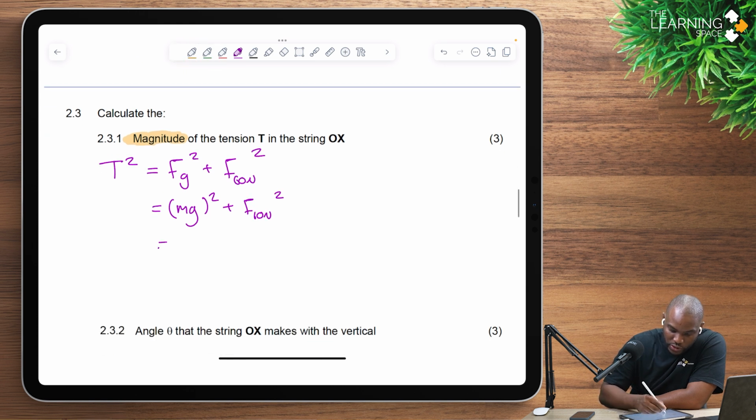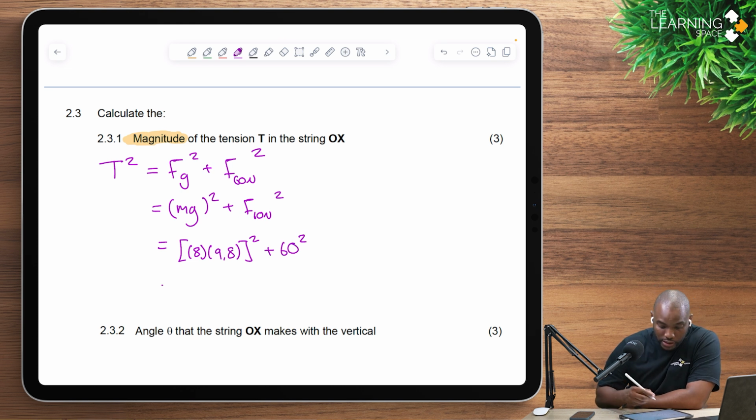Let's substitute our values in now. That's going to be, my mass is 8 kilograms. Gravitational acceleration is 9.8. You square all of that plus our 60 newtons squared. What you'll see if you plug this into your calculator is you should get an answer of 9746.56. This is not our final answer because this is the value for T squared. What we're looking for is tension, so we have to square root this answer.